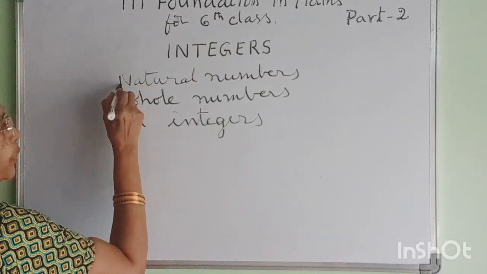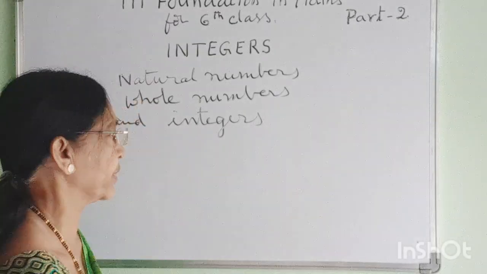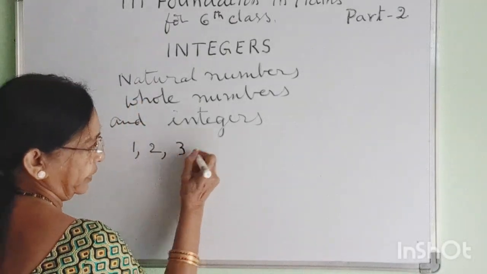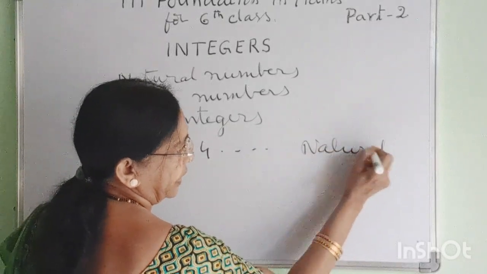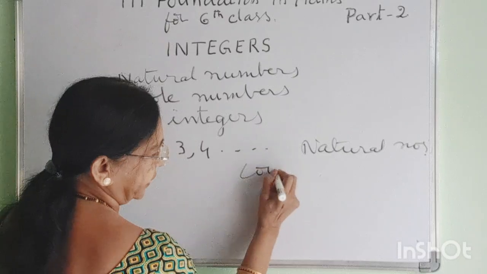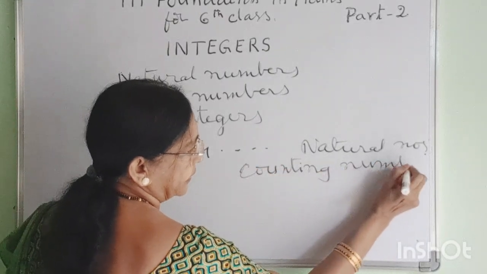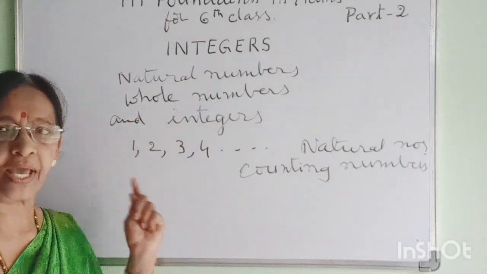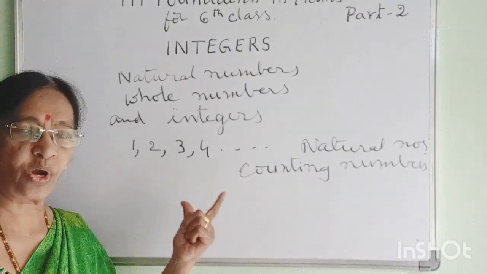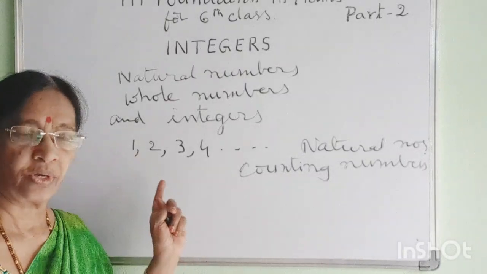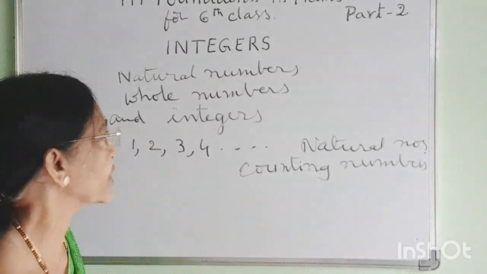You already know about natural numbers. Natural numbers are nothing but counting numbers: 1, 2, 3, 4, etc. 0 is not a natural number. 0 is not included in the natural numbers. We start the counting from 1. So natural numbers start from 1: 1, 2, 3, 4, etc. are called the natural numbers.